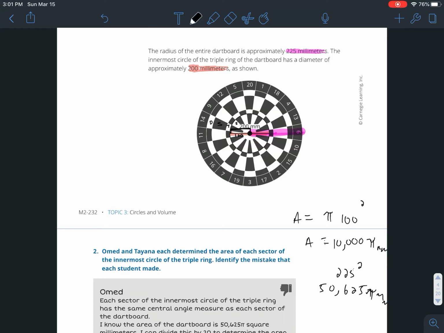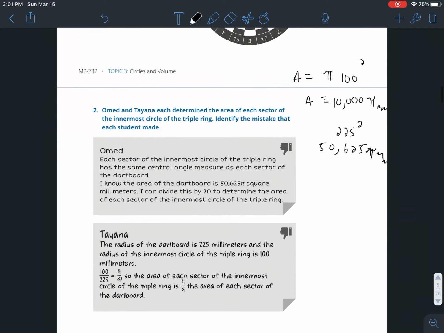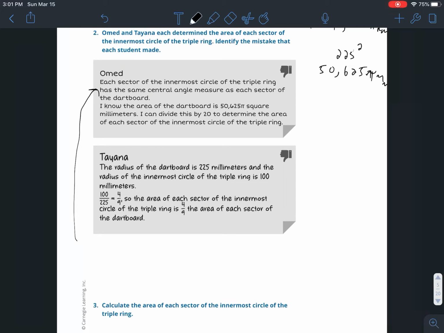Now, if we look at Omid, Omid thought that if two sectors share the same central angle measure, they would have the same area. But the sectors of the innermost circle of the triple ring will have a smaller area since the radius of each sector is less than the radius of each sector of the dartboard. Fancy terms, that's reading from up top above. I'm just going to put an arrow here.